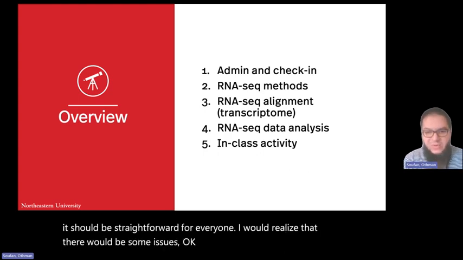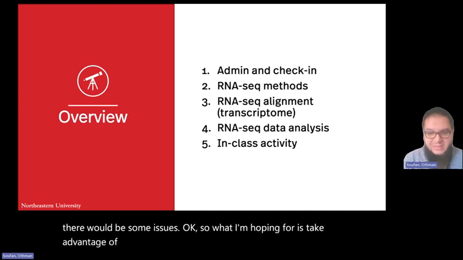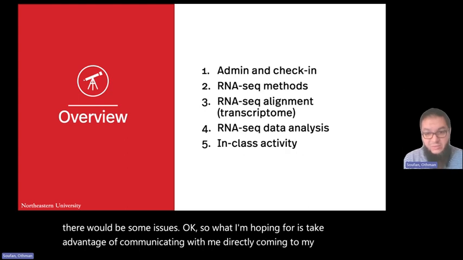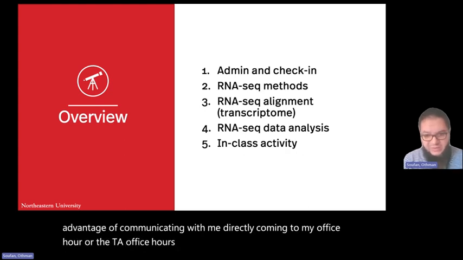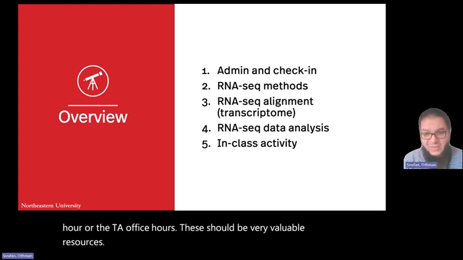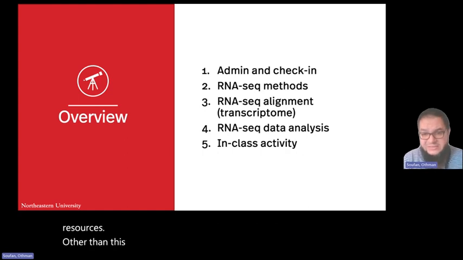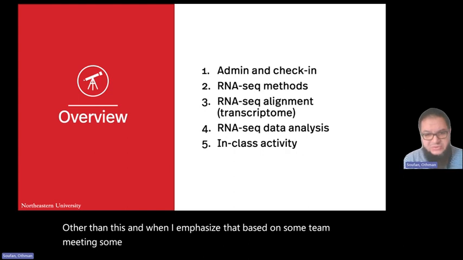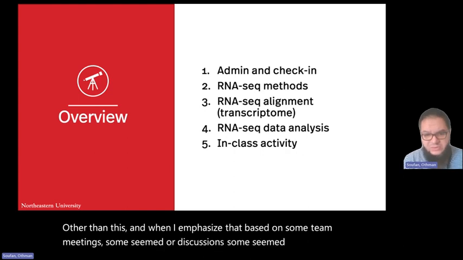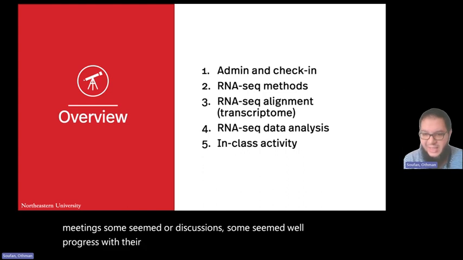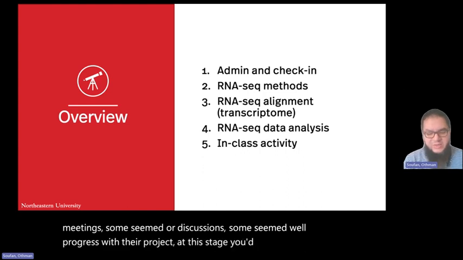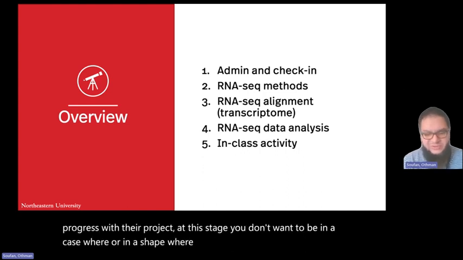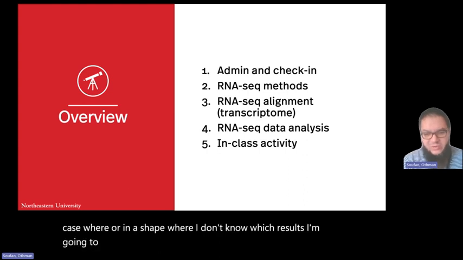So what I'm hoping for is that you take advantage of communicating with me directly, coming to my office hour or the TA office hours. These should be very valuable resources. Other than this, I want to emphasize that based on some team meetings and discussions, some seem to be progressing with their project. At this stage, you don't want to be in a situation where you don't know which results you're going to produce or reproduce.